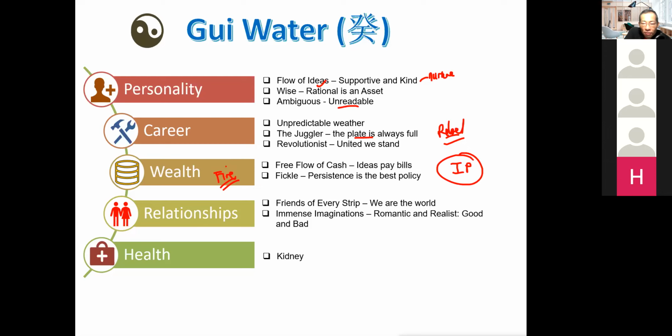So if you are Gui water, you are the wind, you are the vapor, you are the mist, you are the unseen, intangible assets. Intellectual property is intangible. Copyright, brand, trademark, these are the assets that you build on. So Gui water builds their assets by branding, by intellectual property, copyright, producing. Their ideas are the ones that make money for them.